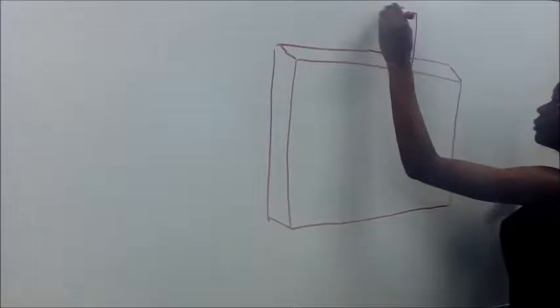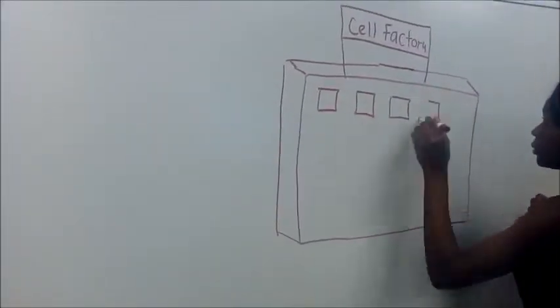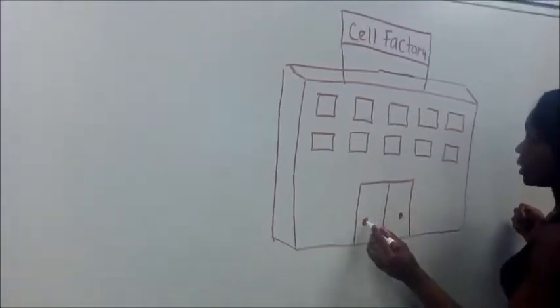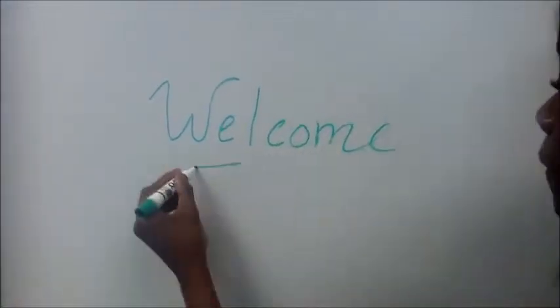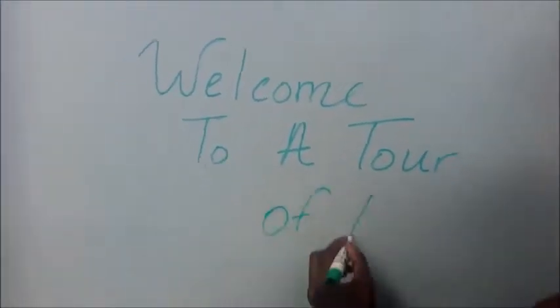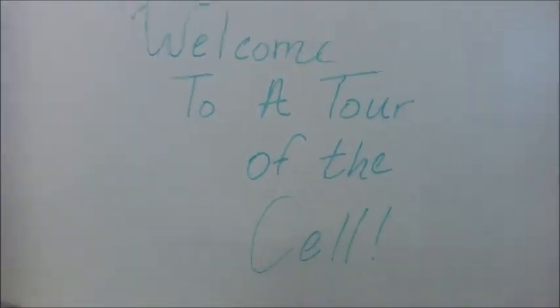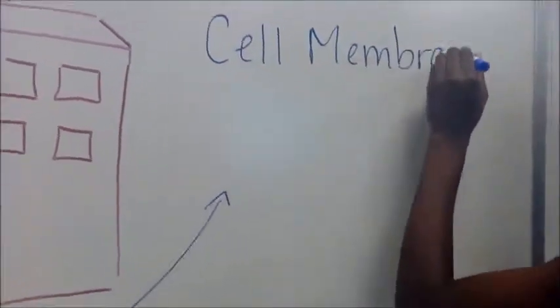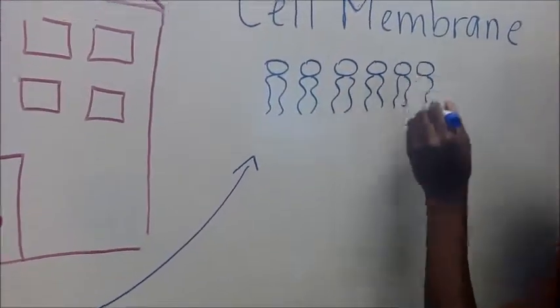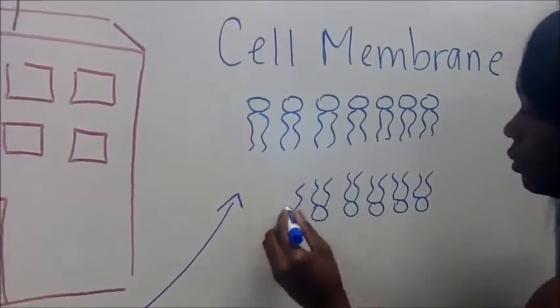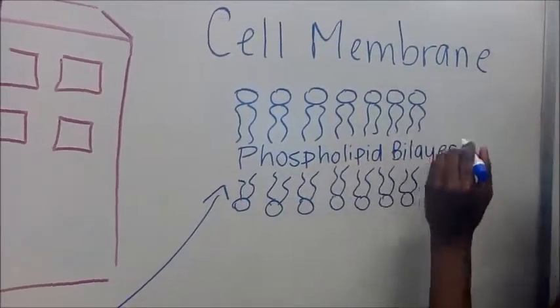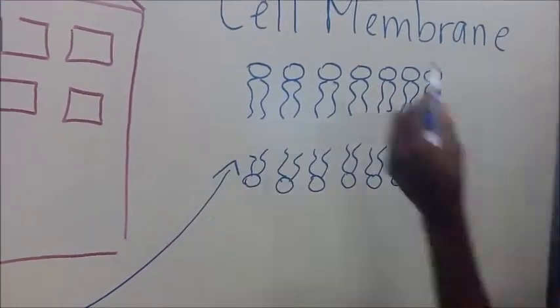Throughout the following video, we will allude to a factory to explain to the viewer the various activities within cell organelles. Welcome to a tour of the cell factory. Let's begin with the gates to the factory. The cell membrane functions as the gates to the cell. These gates are called the phospholipid bilayer.